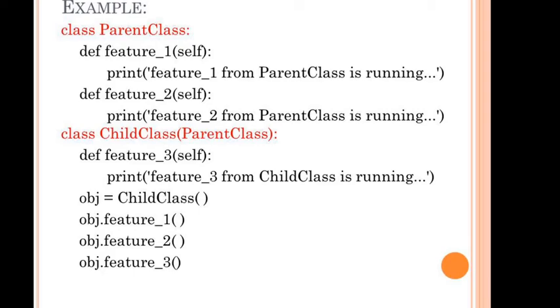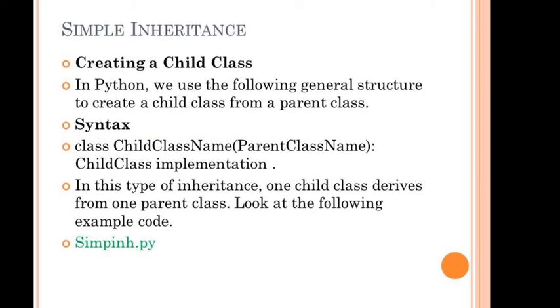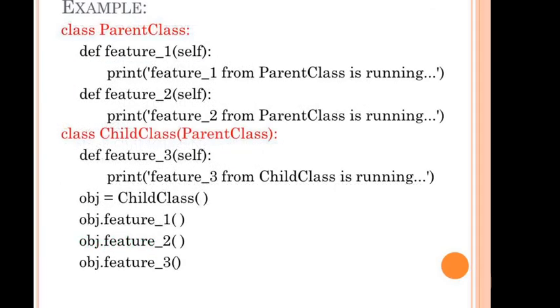In the previous slide we saw how to declare inheritance in Python: the class keyword, then the child class name, and in parentheses the parent class name. In this example we use the class keyword, the name of the child class is written as child class, and in parentheses we write the parent class, which is already declared. In this child class, we define one method called feature3, and here we print the message feature3 from child class is running.